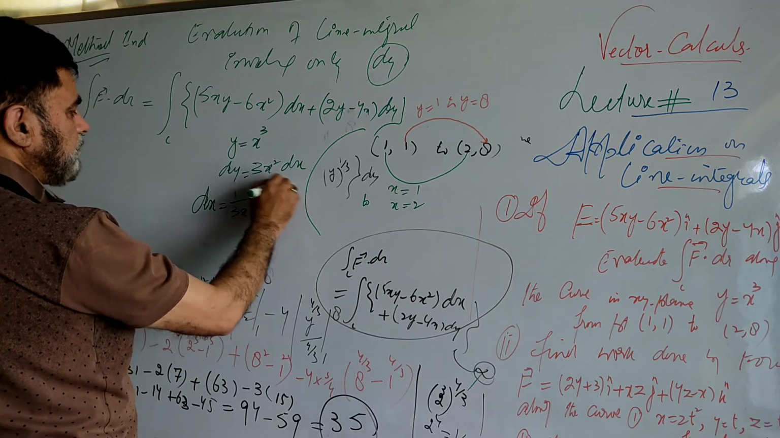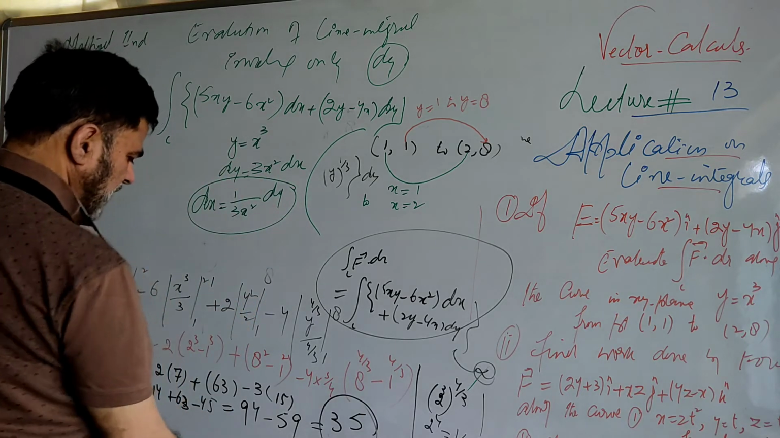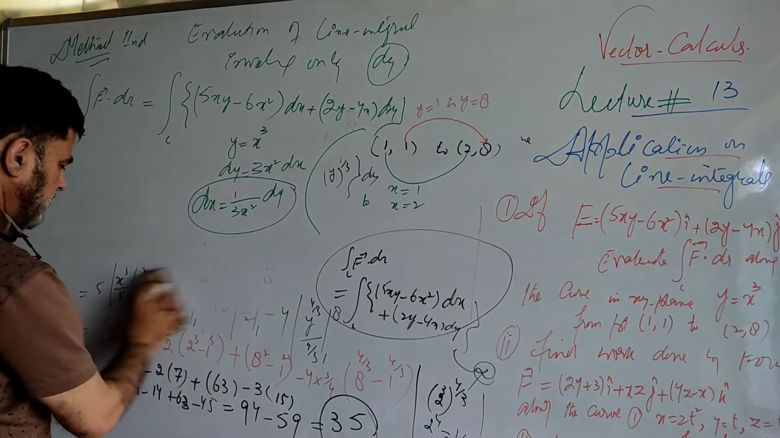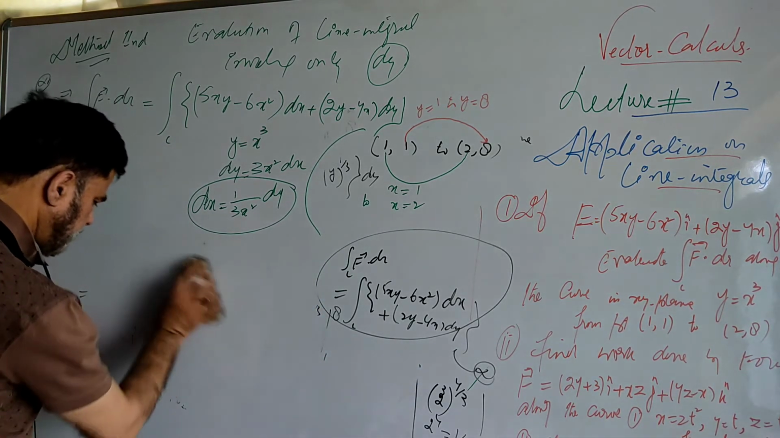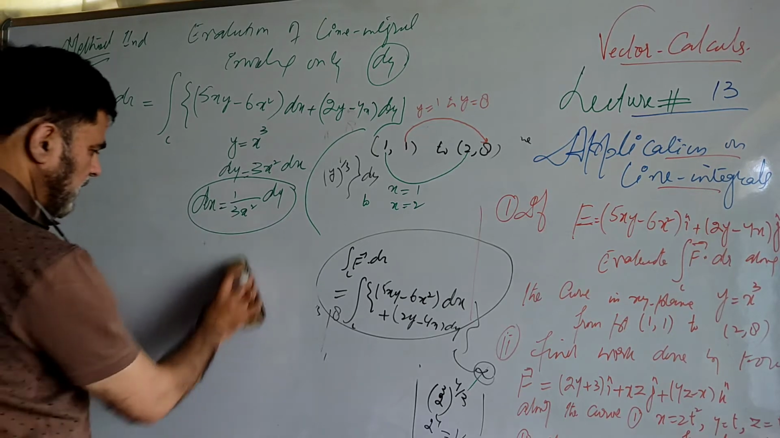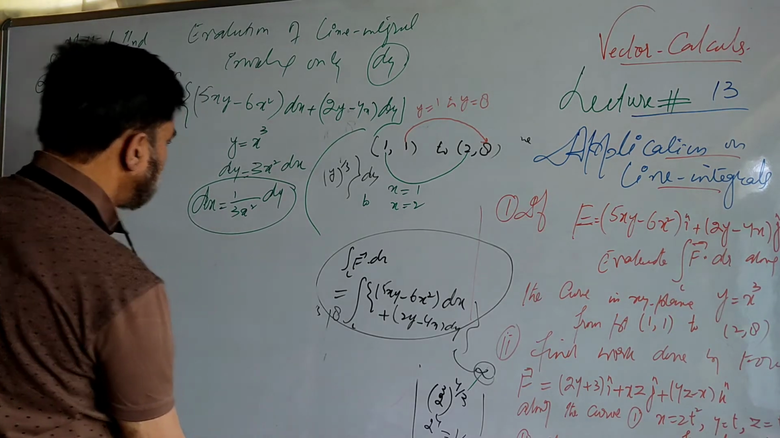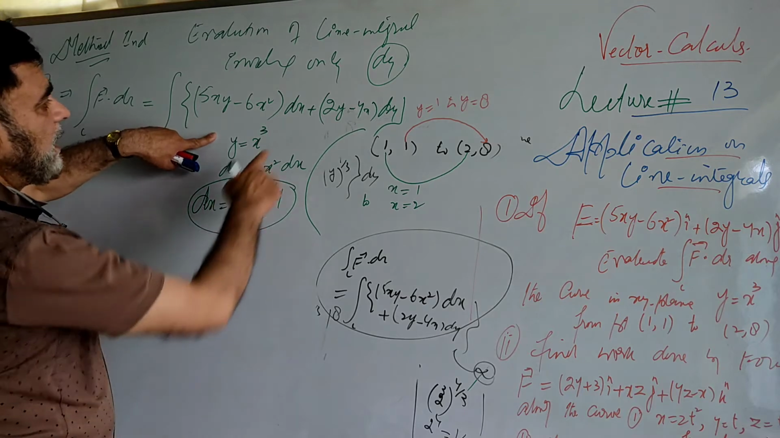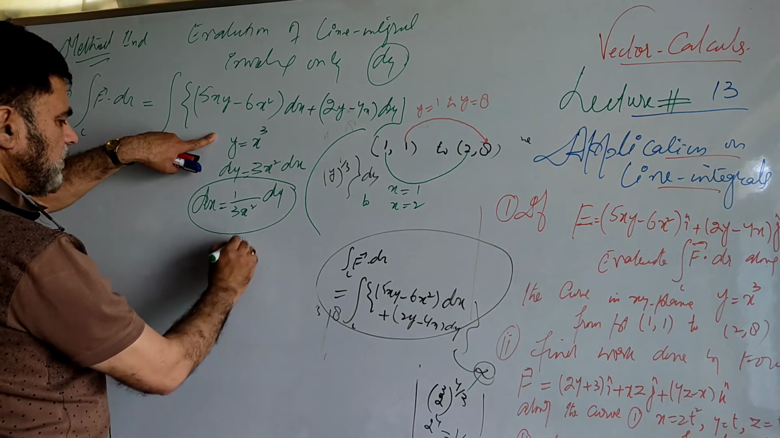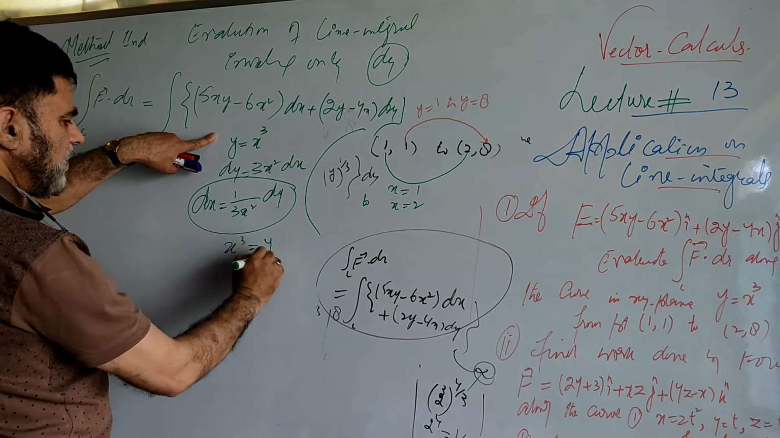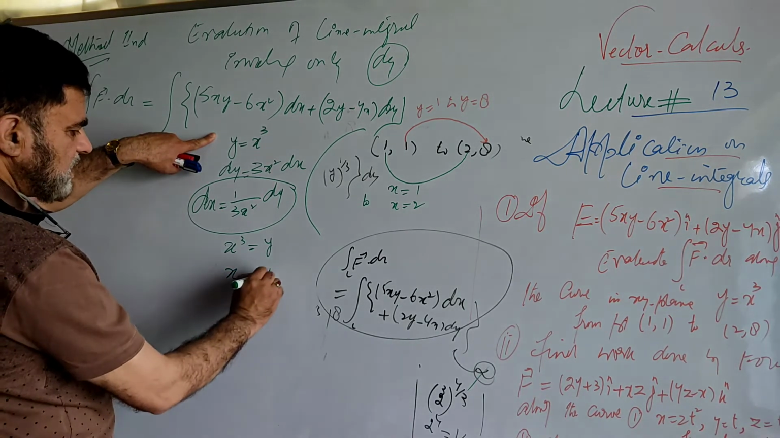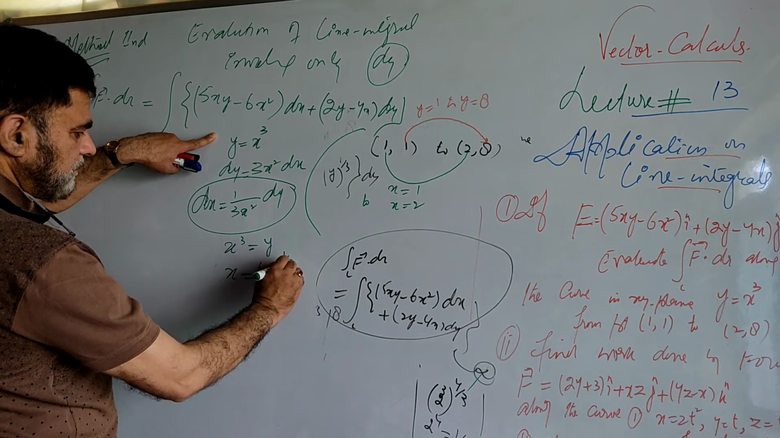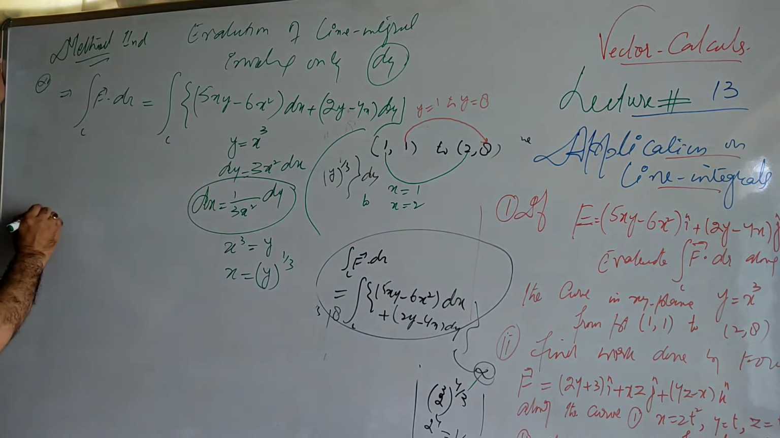I have to replace dx by this. Further, I will be using the value of x. My x cube is y. That means I will write now x is equal to y raised power 1 by 3. Just look here where it goes.